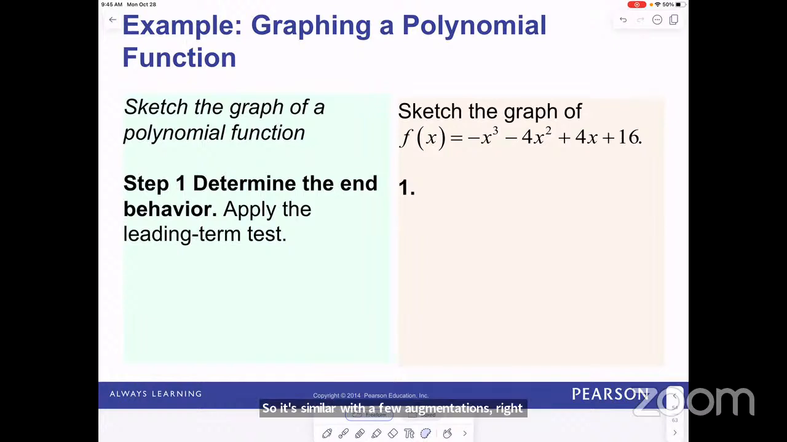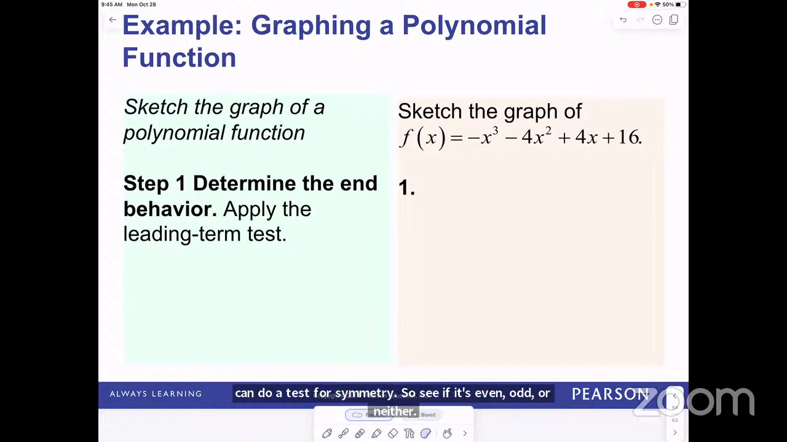A great place to start when curve sketching is your intercepts, and I would recommend starting with the y-intercept first. Oftentimes it's easier to find a y-intercept than the x-intercept. So you have your two intercepts. We can do a test for symmetry, to see if it's even, odd, or neither.